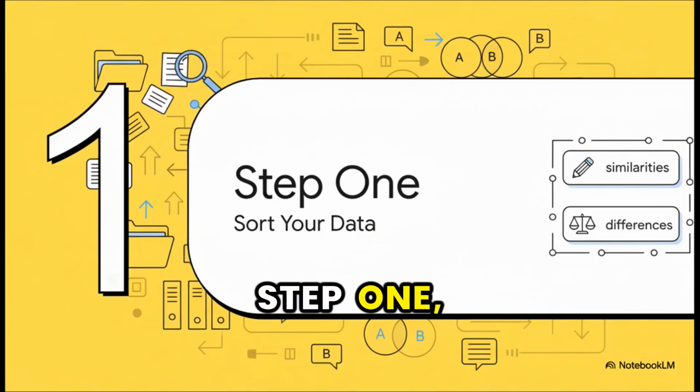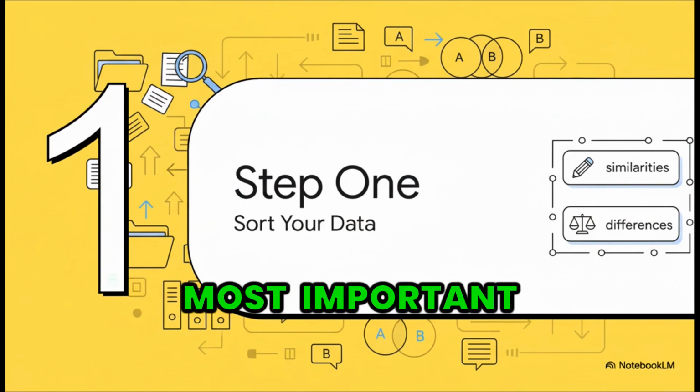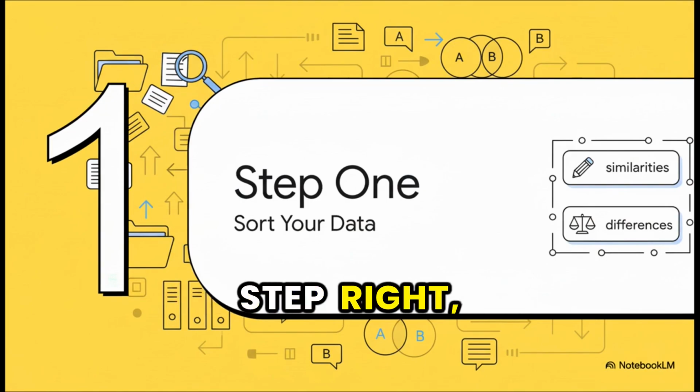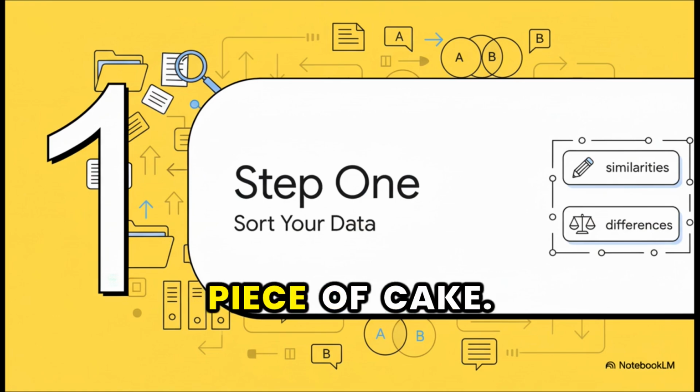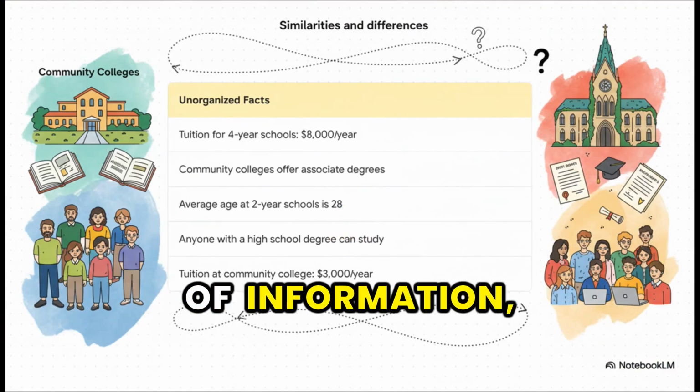Okay, first up, step 1, sort your data. And listen, this right here is honestly the most important part of the whole thing. Get this step right, and I promise the actual writing becomes a piece of cake. It's like the secret to avoiding that dreaded writer's block. So a lot of the time, you're going to start with something that looks like this. Just a big jumble of information, right?